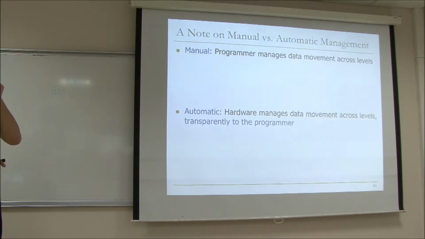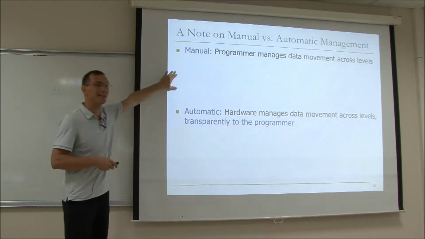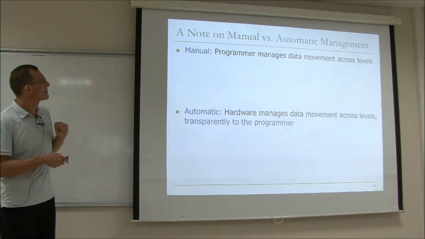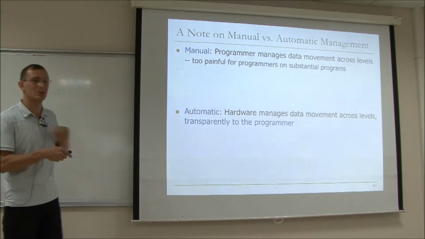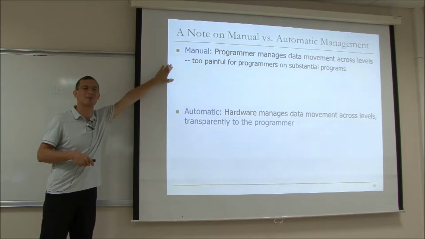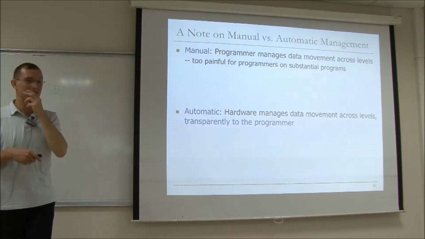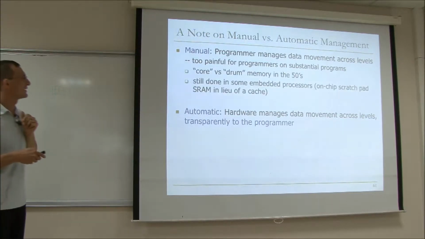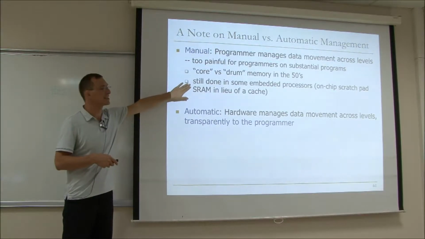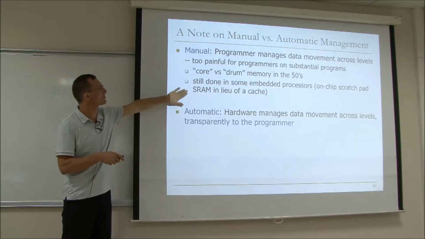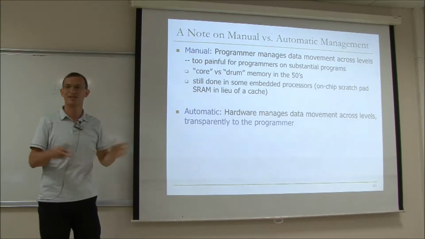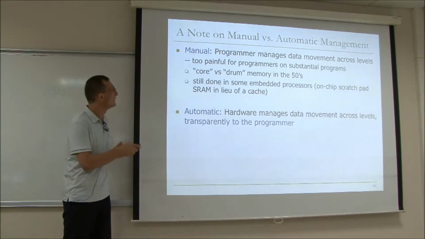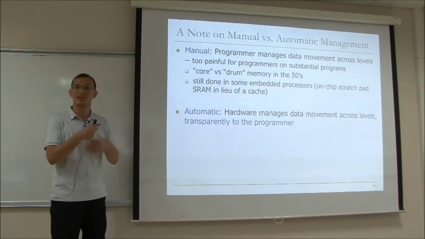Just one other thing that we may get to at some point is, do you manually or automatically manage the cache? If you manually do, then the programmer manages data movement across levels. This is usually too painful for programmers on substantial programs. Maybe not as much for the systems programmer, but this is still done in embedded processors today with on-chip scratchpad memories, in lieu of automatically managed caches. When you say cache, it's usually automatically managed. It could use software hints to do better.